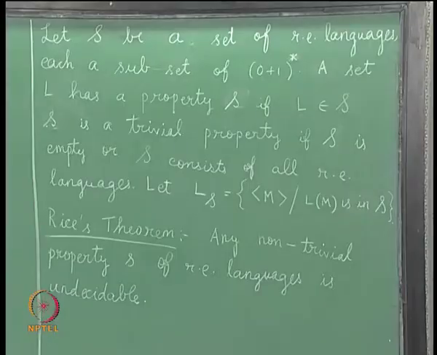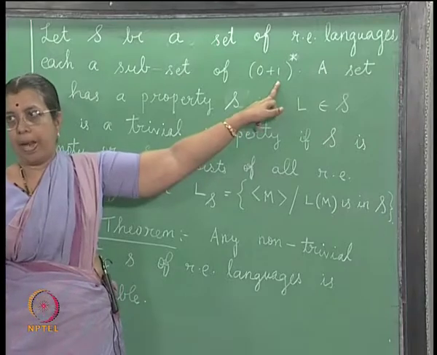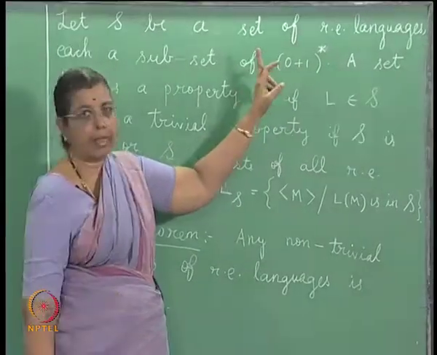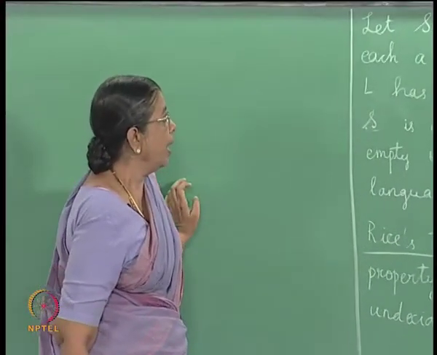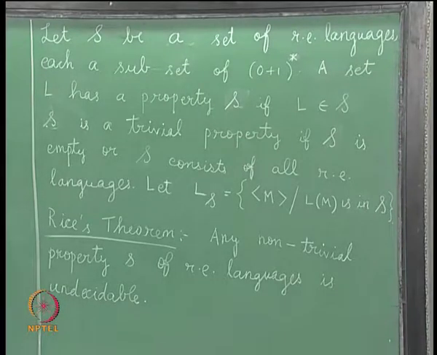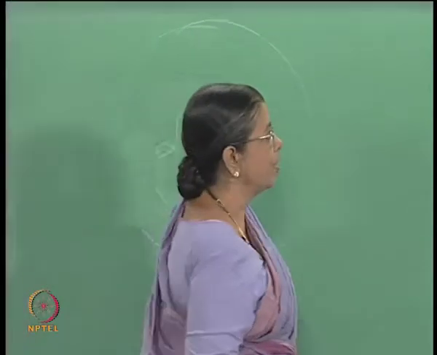That is why we are not considering it. For our proofs, it is enough if we consider the tape alphabet to consist of 2 symbols 0 and 1 and a blank. Blank is separate from 0 and 1, because any symbol you can encode in binary, that is the idea that we have already seen. So, without loss of generality, we assume that the input alphabet is 0, 1 and the tape alphabet has 0, 1 and blank, and S is a set of recursively enumerable languages. The whole family of recursively enumerable languages is this, and you are considering a subset S of recursively enumerable languages.